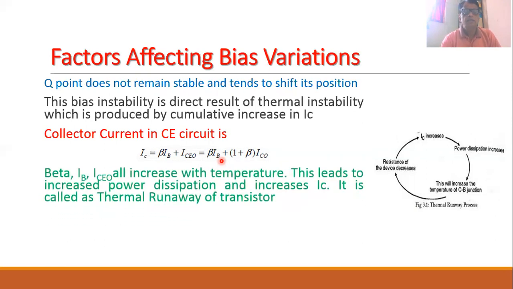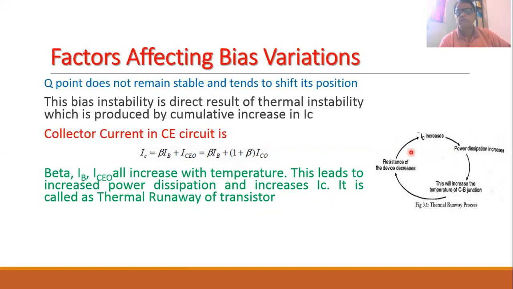So you will find that in this equation, IB, beta, and this ICO, all these factors will depend upon the temperature. And when the temperature is increased, it will ultimately cause change in these values. And therefore, the collector current will increase. And this phenomenon is known as the thermal runaway of the transistor.